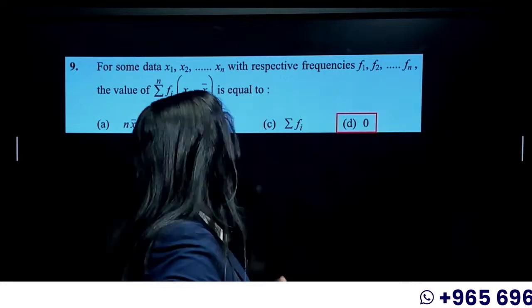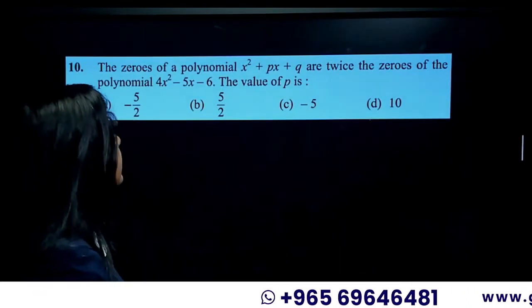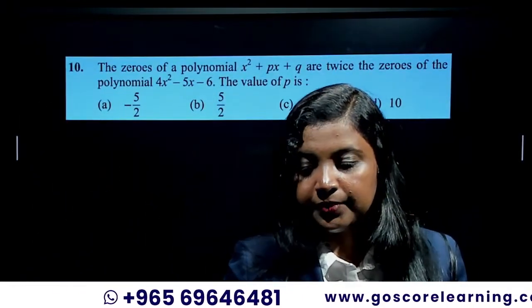Now let us move to the next question. That is, the zeros of a polynomial are twice the zeros of the other polynomial. Then you need to find the value of p.